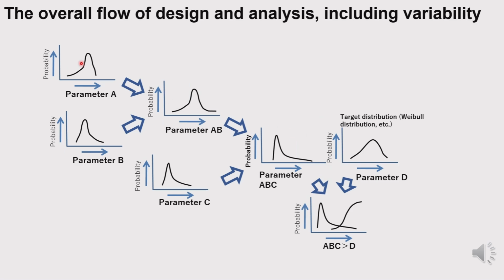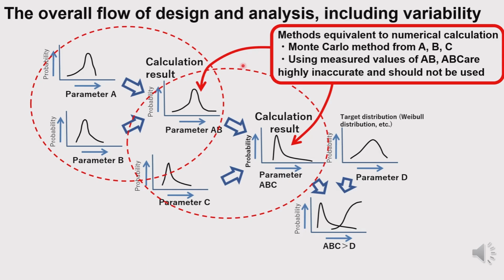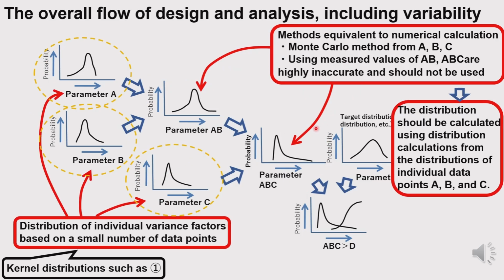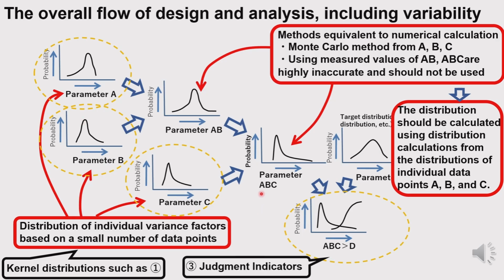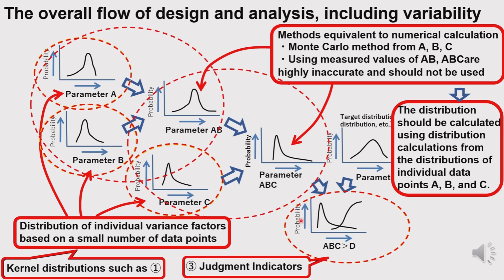Considering everything explained thus far, when examining the overall design and analysis involving multiple sources of variance, I believe that distributions of data equivalent to such calculation results should not be used as Monte Carlo methods or as measurement results for manufactured products, or even big data, in order to correctly grasp the variance. Instead, we should identify the individual distributions of A, B, and C, and apply distribution-based computation to each of them. Furthermore, by using the decision indicators that I will explain next, we can make accurate and reliable judgments. I propose following these steps, 1, 2, and 3.